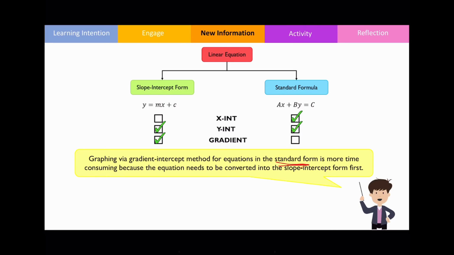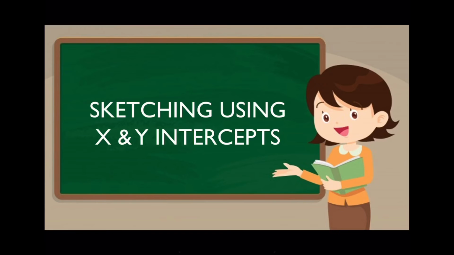So this gradient-intercept form is not really ideal for the standard form. It's a lot better when it's already in the slope-intercept form because you've got the gradient there. What I want to show you is another way to sketch, and this method is probably the more popular method, and it's the method that I prefer personally, but you actually need to know both methods because an exam question might specifically ask you to use a certain method, okay?